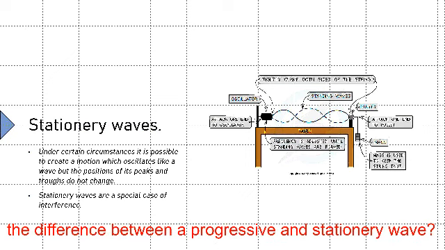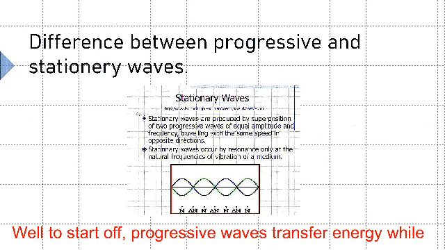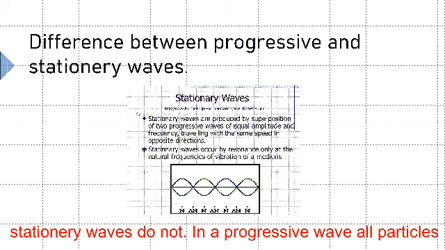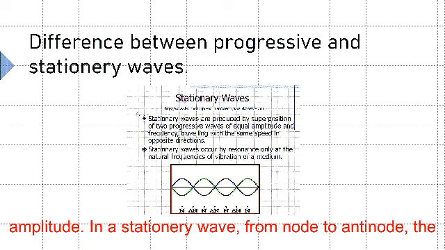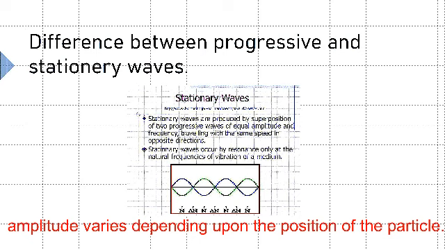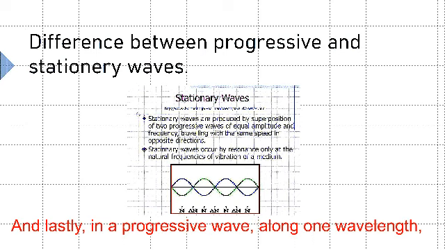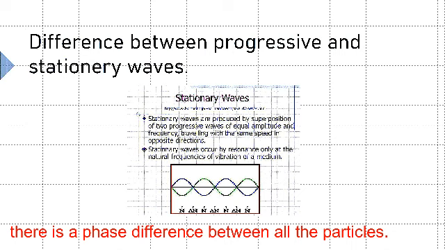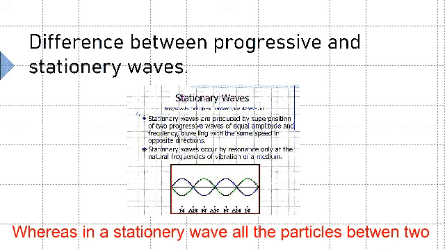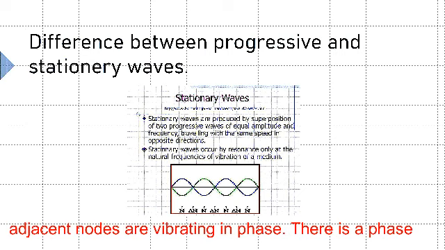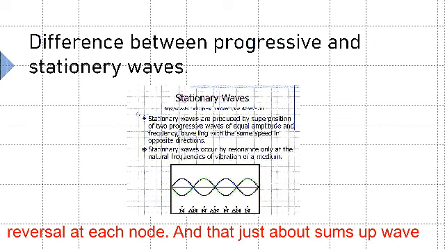So what's the difference between a progressive and a stationary wave? Well, to start off, progressive waves transfer energy, while stationary waves do not. In a progressive wave, all the particles have the same amplitude. In a stationary wave, from node to antinode, the amplitude varies depending upon the position of a particle. And lastly, in a progressive wave, along one wavelength, there is a phase difference between all the particles, whereas in a stationary wave, all the particles between two adjacent nodes are vibrating in phase. There is a phase reversal at each node.